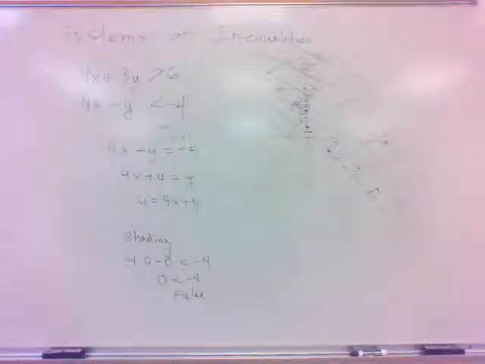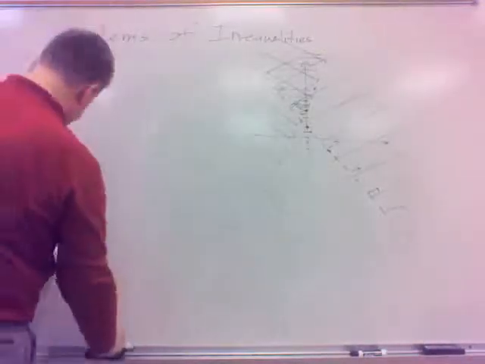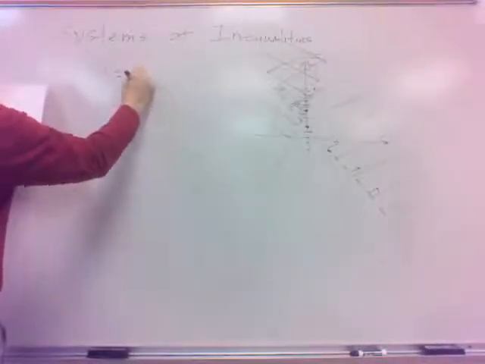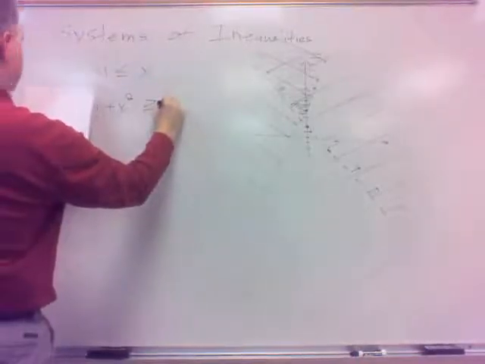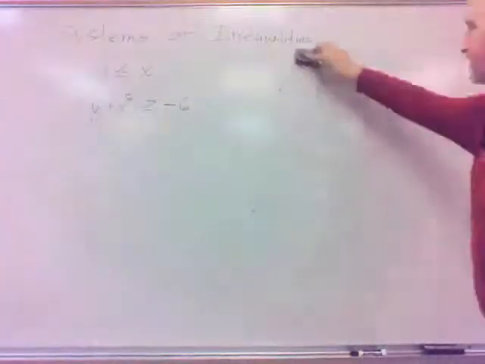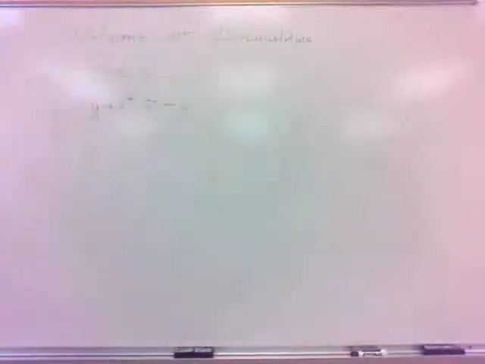All right. Let me show you one more here. Is that okay? All right, one more. How about y is less than or equal to x, and y plus x squared is greater than or equal to negative 6. Y is less than or equal to x. Y plus x squared greater than or equal to negative 6.